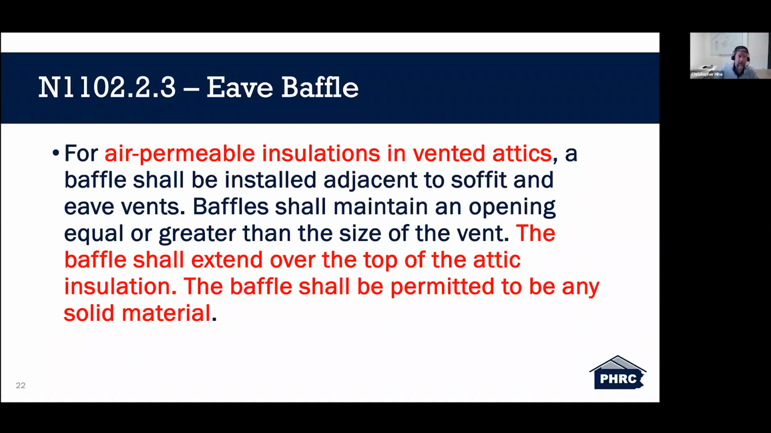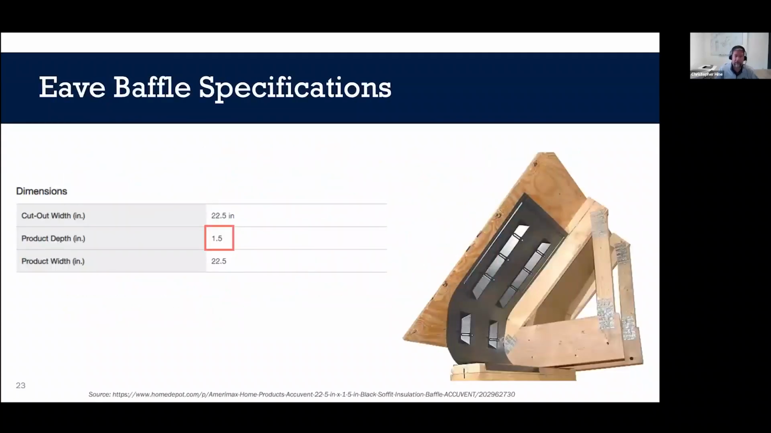So one step further, here we have eave baffles. Remember, I said we're going to talk about N1102.2.1, 2, and 3. Here are the eave baffles falling in under point 3. That says, for air permeable insulation in vented attics, a baffle shall be installed adjacent to the soffit and eave vents. Baffles shall maintain an opening equal to or greater than the size of the vent. And then again here in red, the baffle shall extend over the top of the attic insulation, and the baffle shall be permitted to be made of any solid material.